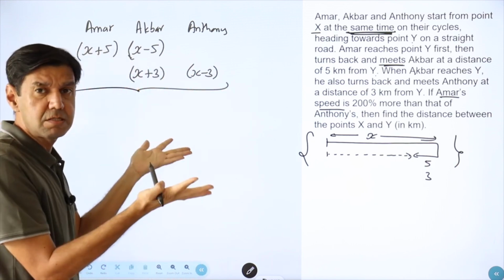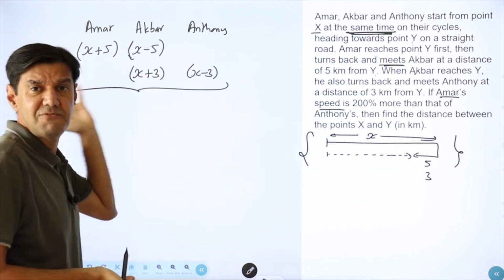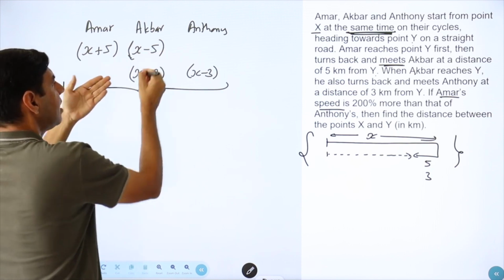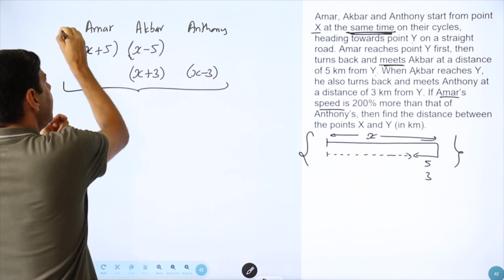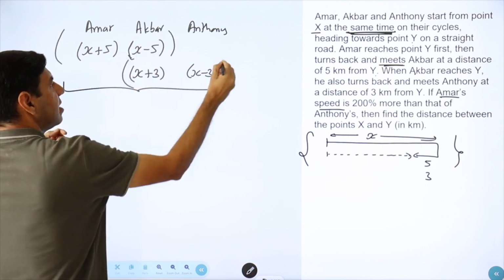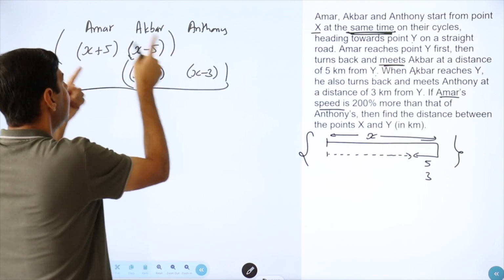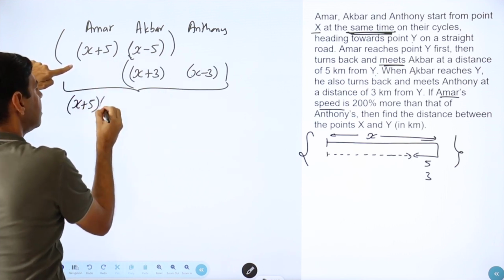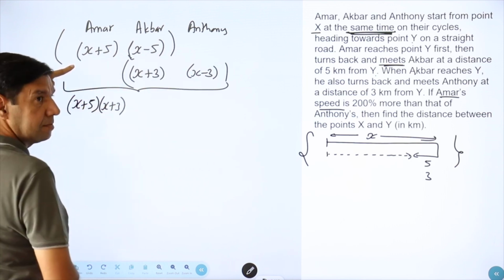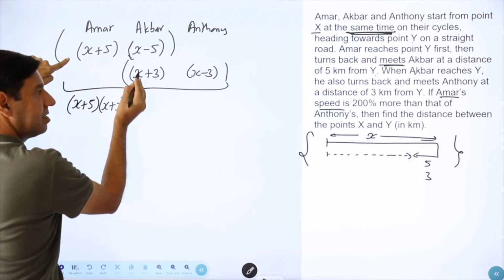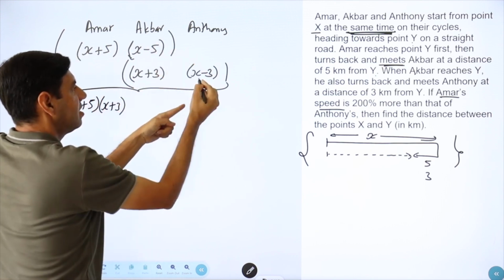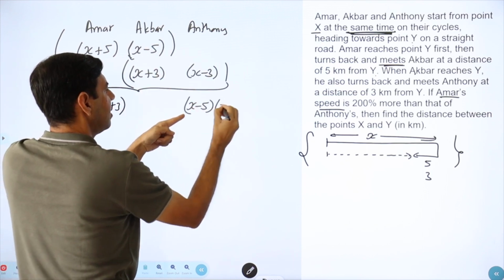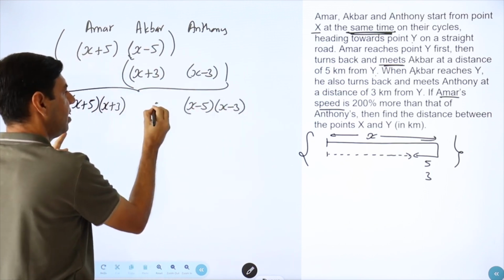Now a lot of people think your numbers are not there. If numbers are not there, what? These are numbers. They're just in variable form. So how do you make them equal? Multiply the first one by this, multiply the second one by this, and this becomes common. I want this and this, so this is nothing but x plus 5 and this is x plus 3. This into this, and here this into this is going to be x minus 5 into x minus 3. And this ratio for me is given to me.